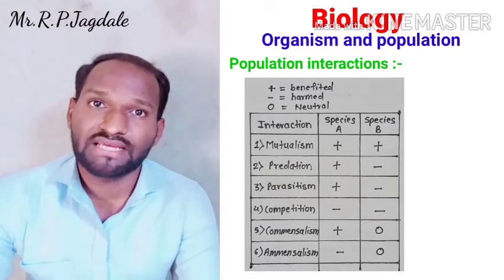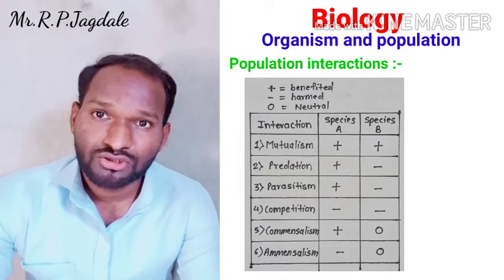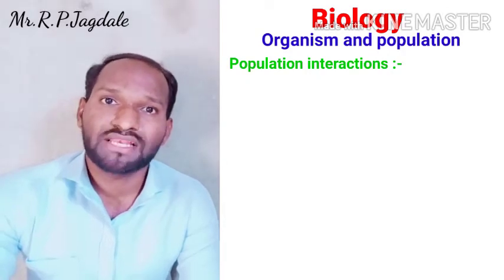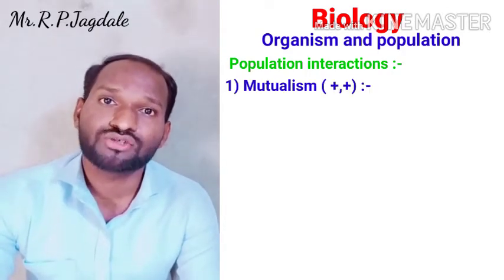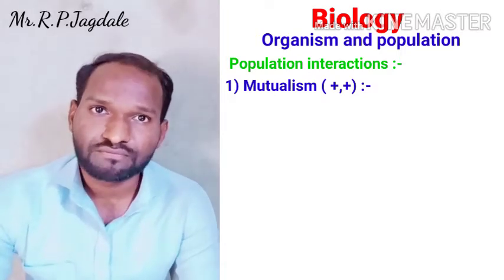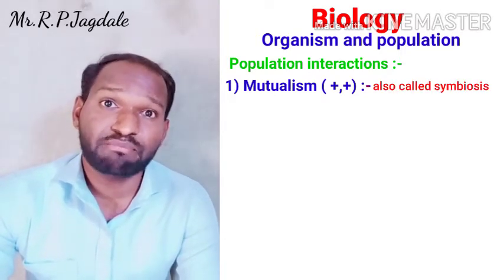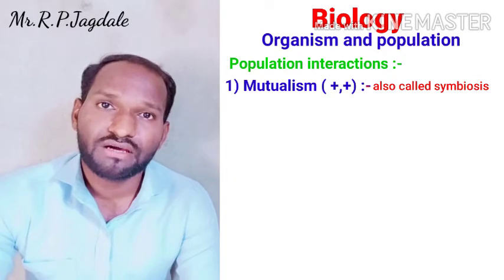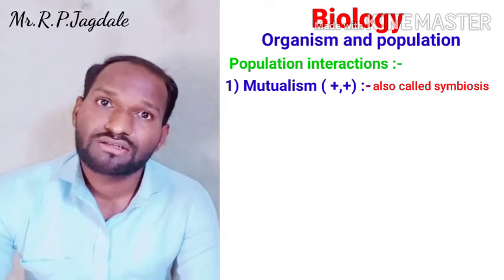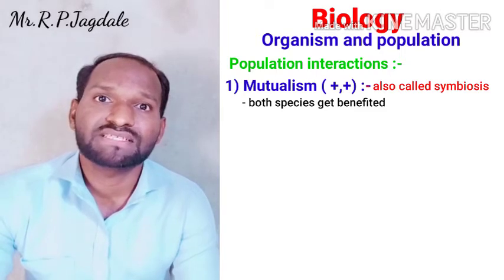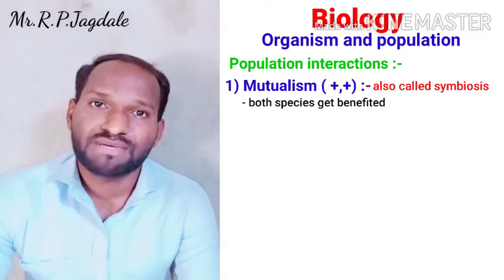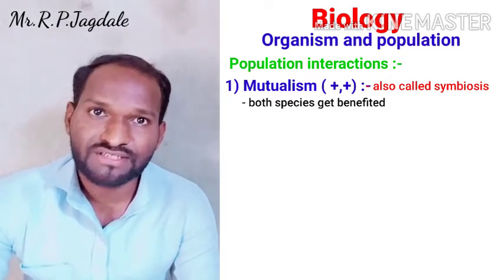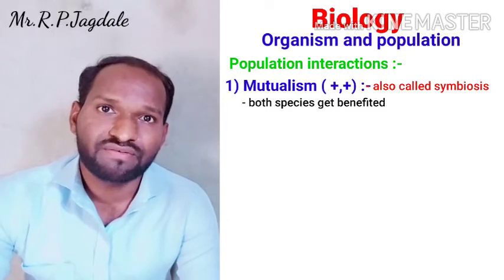So we are going to take the examples one by one. The first type of interaction is mutualism. Mutualism is also called symbiosis. This is a very interesting and very beneficial type of interaction among all the interactions. As we see in the chart, in mutualism both the species are benefited. That means species A and species B are benefited from each other. Species A benefits species B and species B benefits species A.